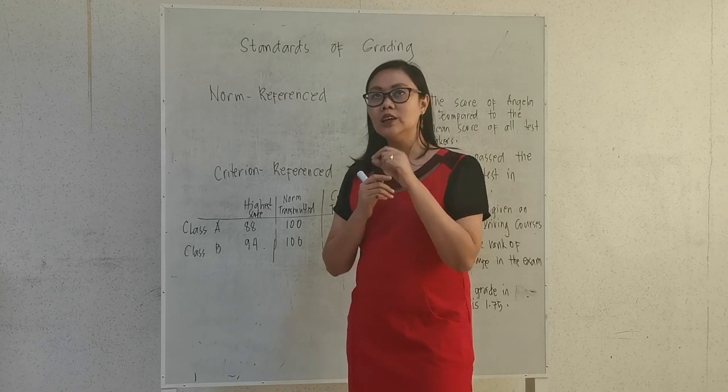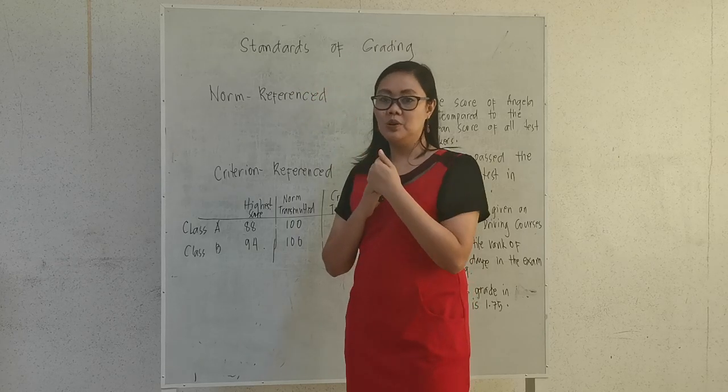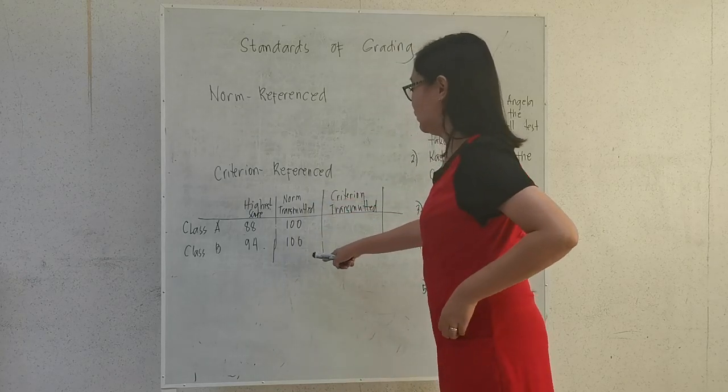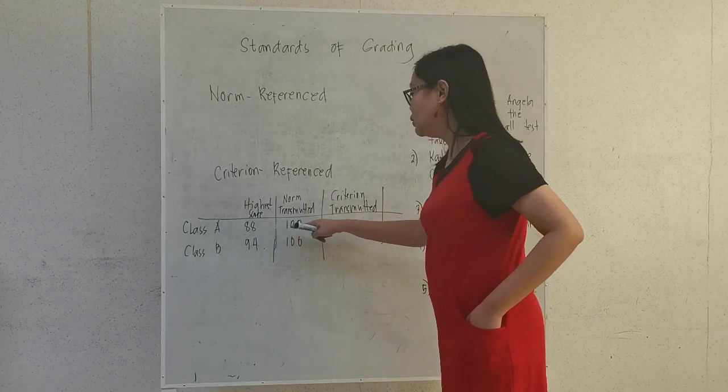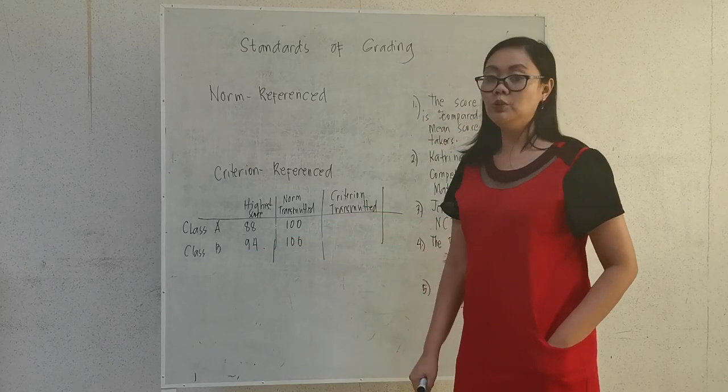Pag norm reference, yung pinakamataas, siya yung sa kanya ibibigay yung award. Kasi is the highest scorer. Okay? So, ganun din dito. Si class A na ang highest score, norm transmuted, 100. Class B, 94, norm transmuted, 100.